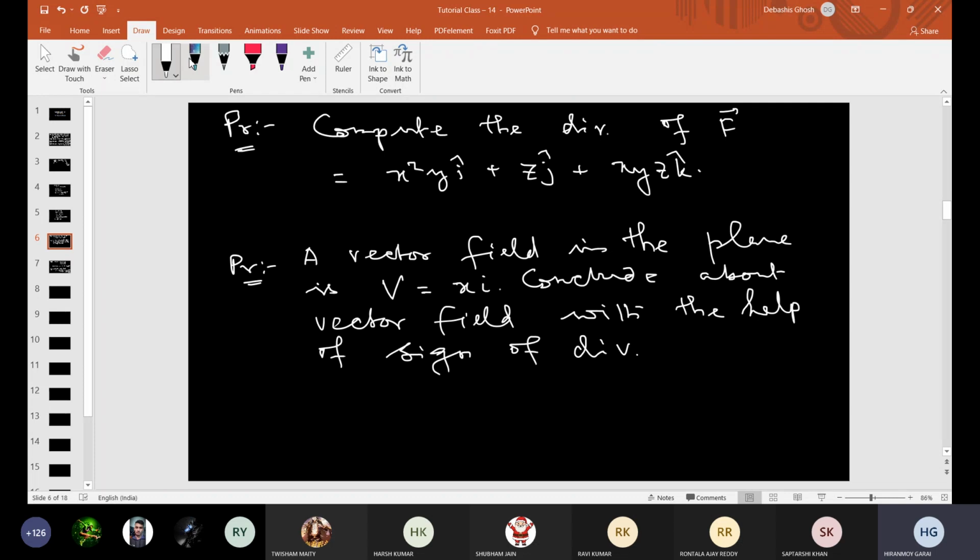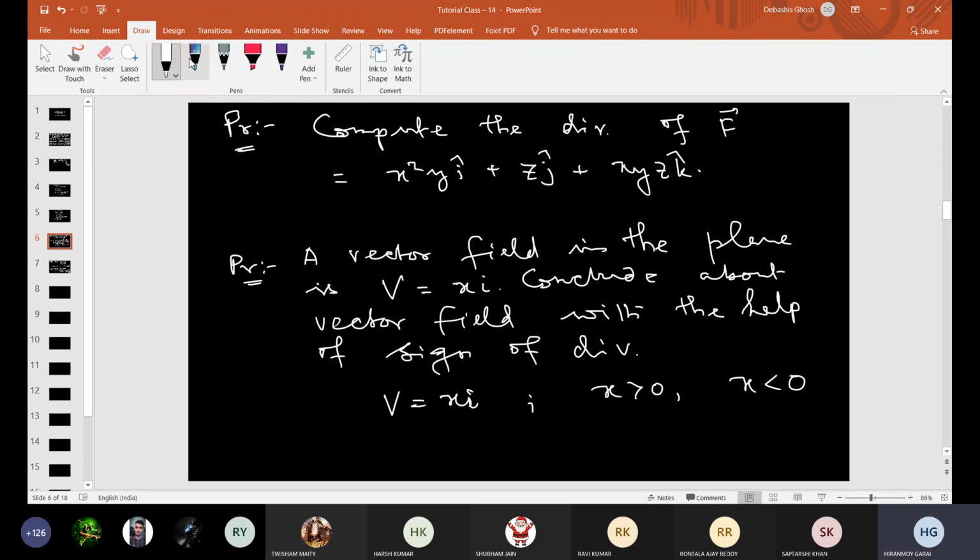Now that points to the right. If v equals xi, you can see that if we consider x positive, it gives a vector field, and both cases are possible: x greater than 0 and x less than 0. These are the two possible fields. The length of v will be shorter when x is closer to the origin, and larger when we increase the value of x. So it is expanding, as x increases.